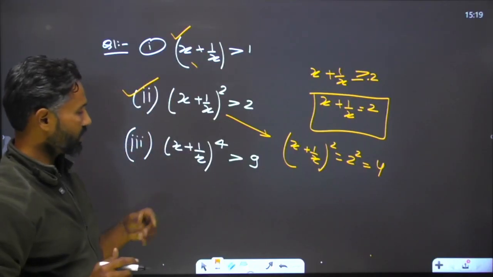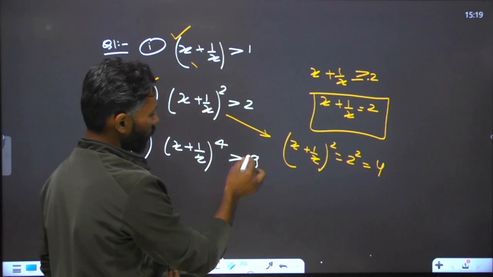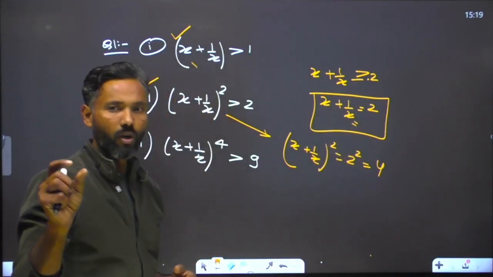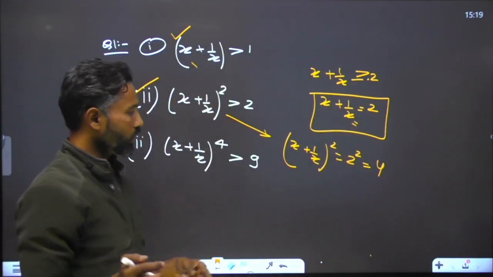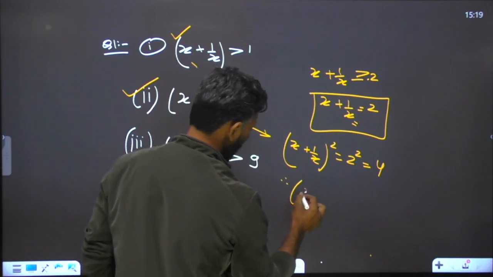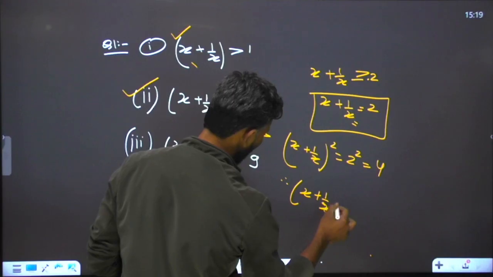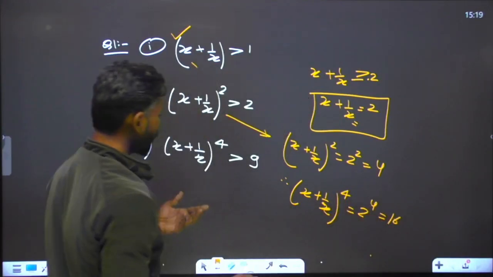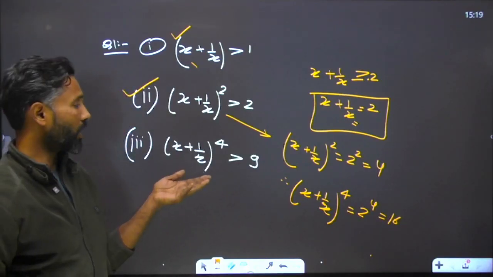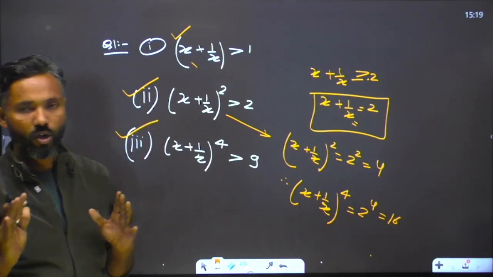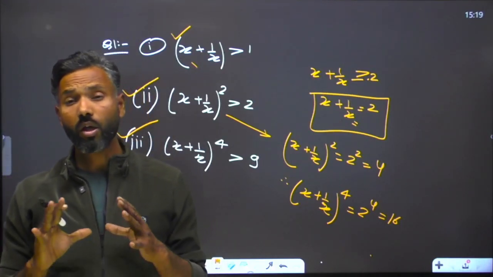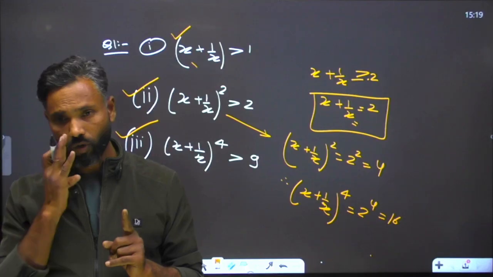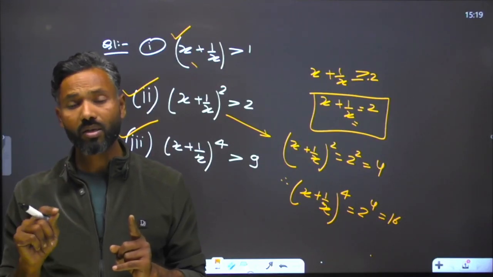The third statement says that (x plus 1 by x) whole to the power 4 is greater than 9. As we know, the minimum value, the least value of x plus 1 by x can be 2. So if we talk about (x plus 1 by x) whole to the power 4, it will be 2 to the power 4, which is 16. And here you can see that it is greater than 9. So in this particular question we can say that all three statements are completely correct. Okay, so this was the question from the 2025 second CDS question paper.